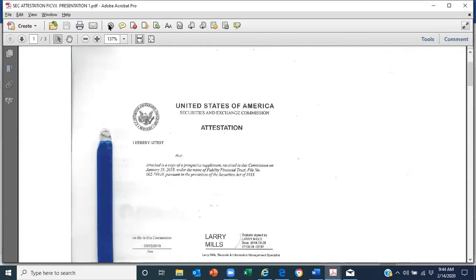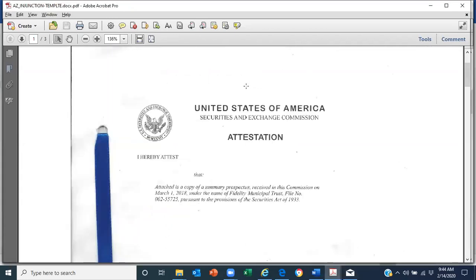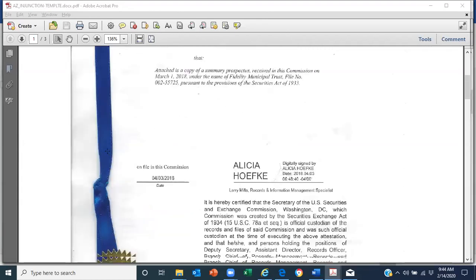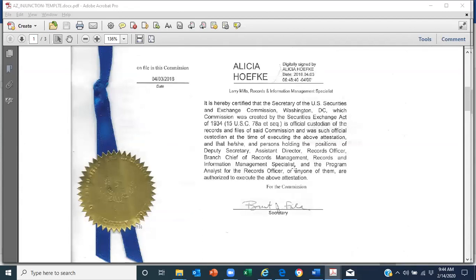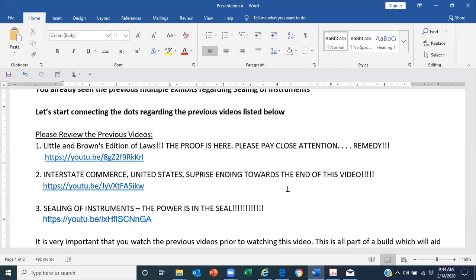See if I have any more. You can see this. United States of America Securities and Exchange Commission attestation. Ribbon, seal, full faith and credit. Okay, let's move forward to the other one. These are just some of them, you guys. This is a different one, different name. Seal, full faith and credit. Okay, good. So that's basically it, you guys.